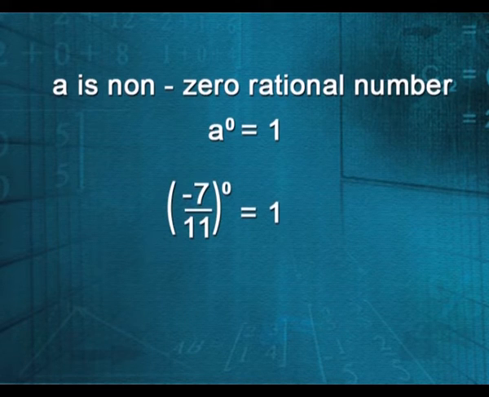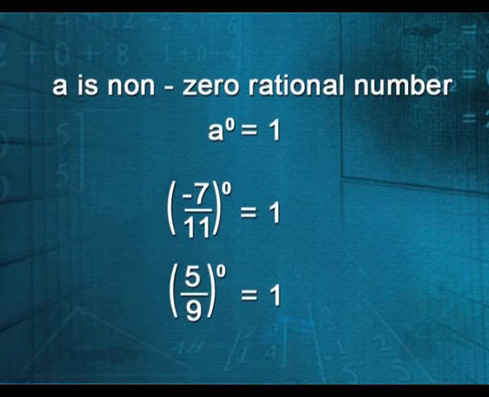If we have (minus 7 by 11) raised to power 0, again it is 1. So, you can conclude that if you have two numbers with the same base and their powers are the same, and you are dividing the two numbers, then you will always get 1, or you can say any rational number to the power 0 is always 1. Till now, we have seen the laws of exponents with positive integers.